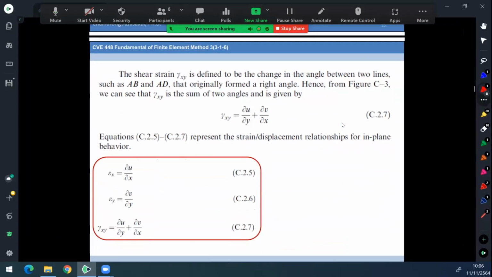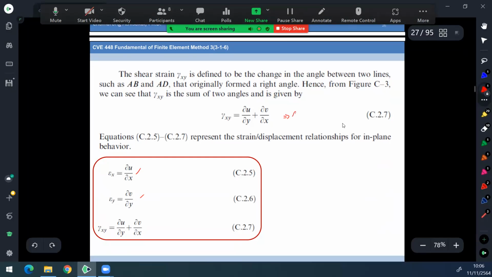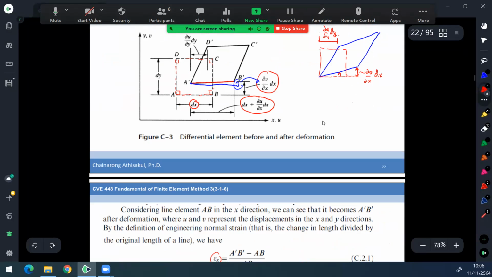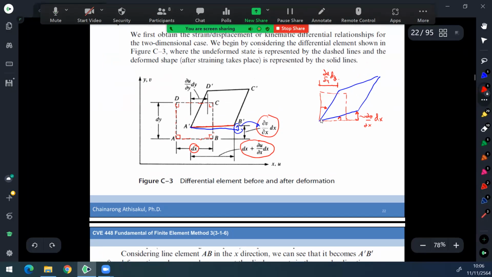Okay, so then we have considered the normal strain already, that is epsilon x and epsilon y. Let's consider the shear strain. Shear strain actually is the change in angle. The physical meaning is the change in angle. You see from this, if you consider this picture again, you see that the original angle of the shape is 90 degrees, right? It's 90 degrees. But if the shape is deformed, we change from the red one to the blue one.